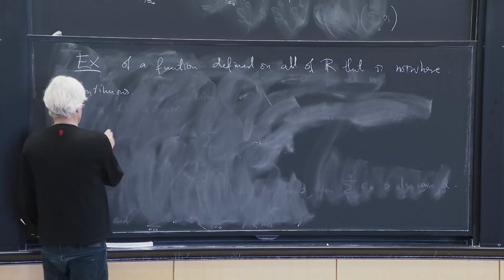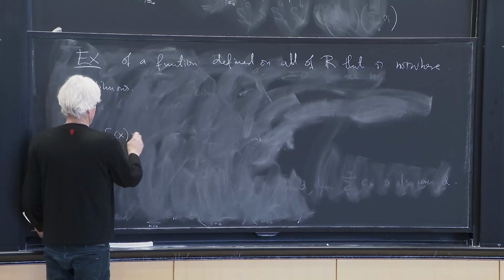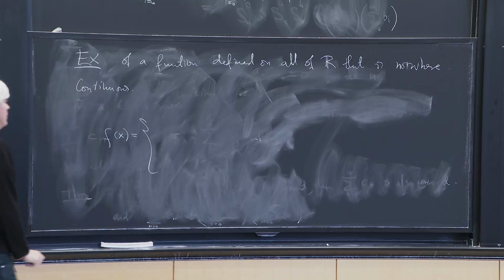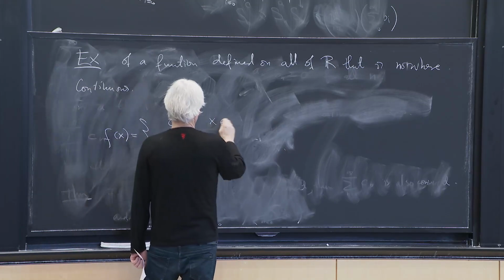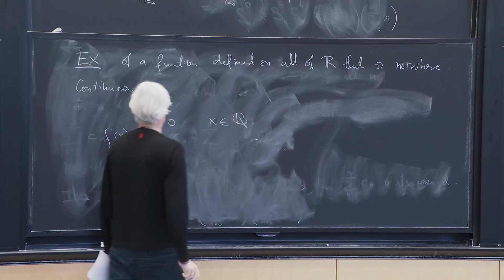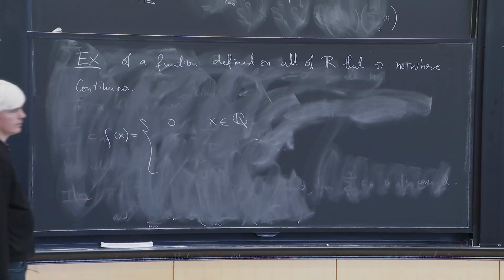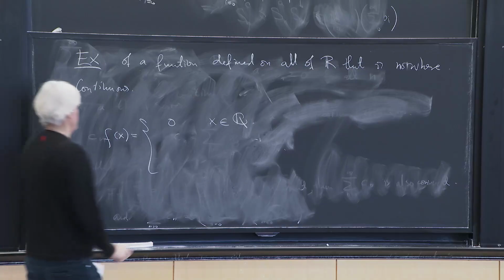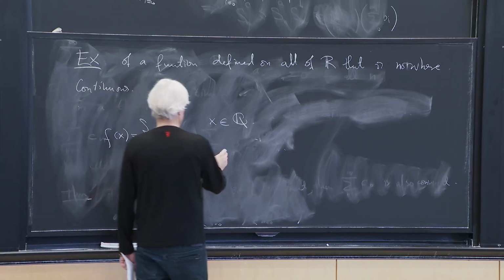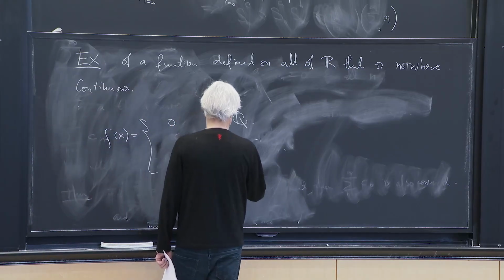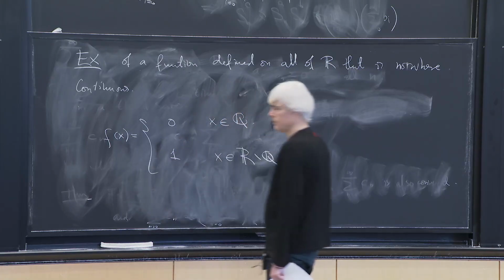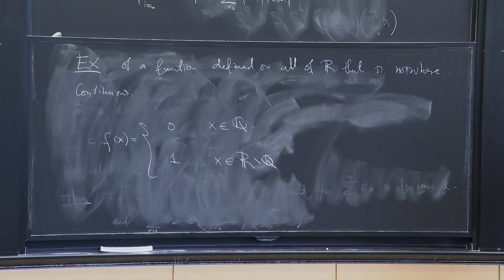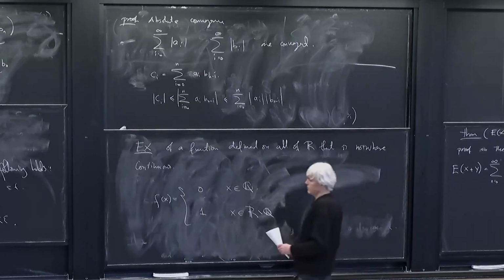And so this is the function f of x, and the function is: if x here is a rational point, then f of x is 0, and if x here is an irrational point, then I'm setting it equal to 1. Okay? Just a pretty simple function. And so I claim that this is not continuous at any point.